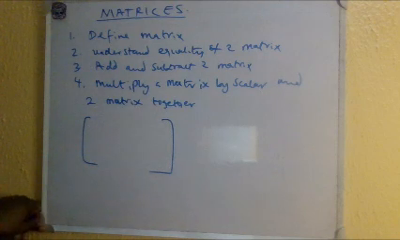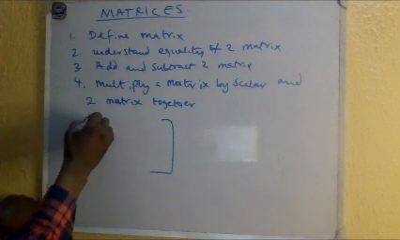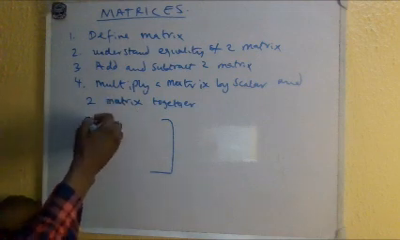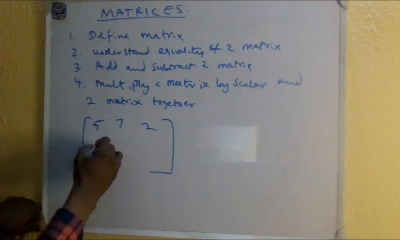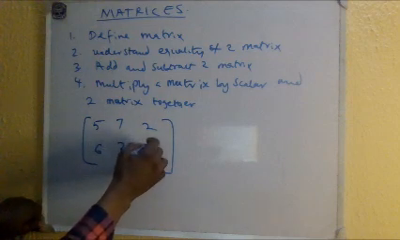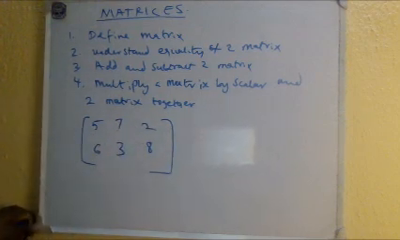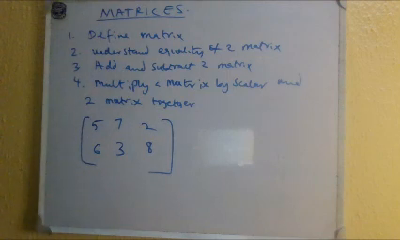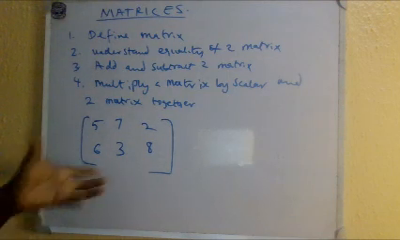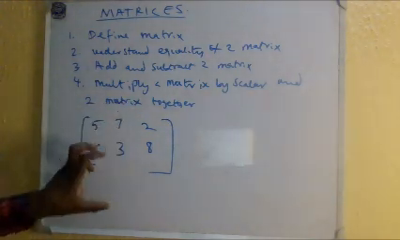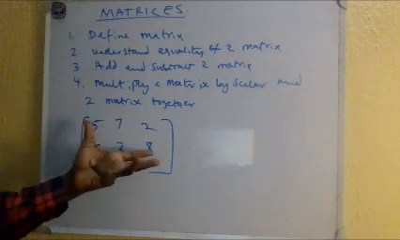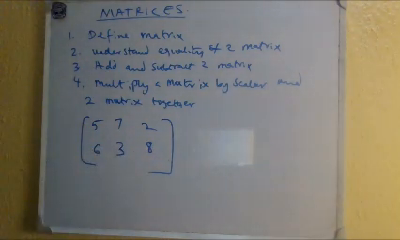So it is defined as a set of numbers. So I have numbers, let me just call random numbers, 5, 7, 2, I have 6, 3, and 8. So this is like an array that is formed here, and it's like a rectangular array. So the numbers are not connected in any way, but they are just enclosed in this array.